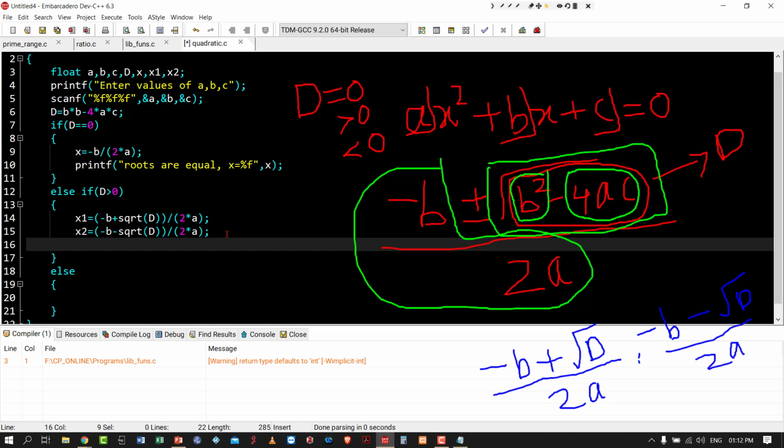So just print it. Printf: "Roots are real and distinct, x1 equal to percentage f, comma, x2 equal to percentage f", comma, x1, comma, x2.